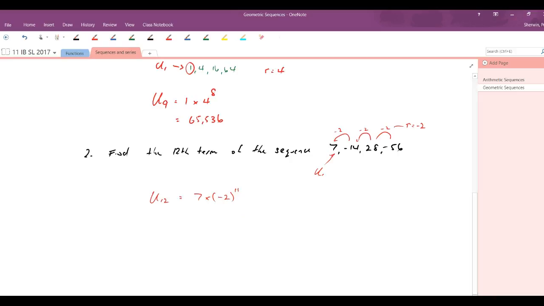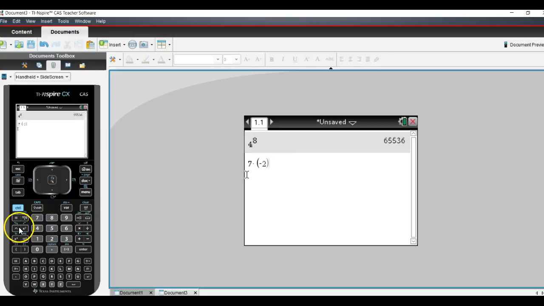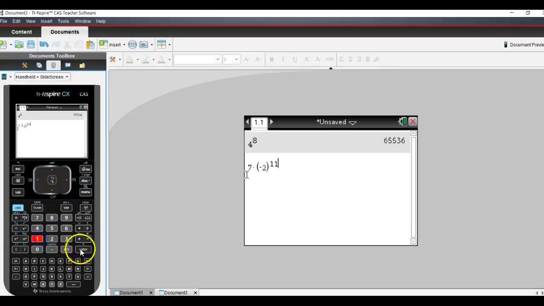Let's get the calculator out. 7 times, and let's make sure we bracket our negative 2. Negative 2, get outside the bracket now, to the power of 11.